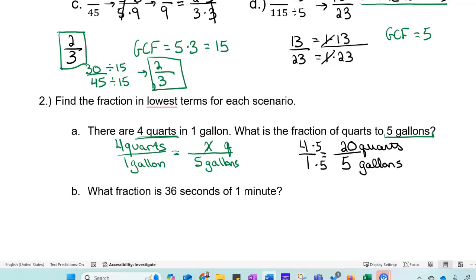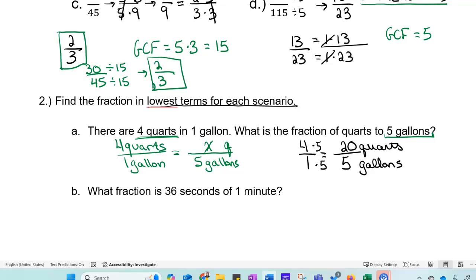Okay, so in this case, the lowest terms doesn't actually apply because we started with the lowest terms and we were creating a fraction that included the relationship of how many quarts to 5 gallons. So your final answer is 20 quarts per 5 gallons.